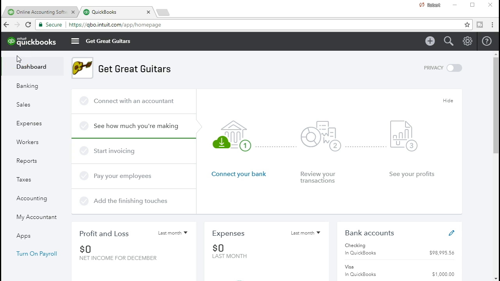Here we are in the QuickBooks Online dashboard. We will be continuing with the Get Great Guitars problem. We're going to be talking about lists. When talking about lists for QuickBooks, it's kind of a specialized term. Accounting, of course, has a lot of terminology within it, and QuickBooks actually has some slightly different terminology within the software. When people talk about lists within QuickBooks, they're often talking about a chart of accounts or item lists, and we'll take a look at those two components.